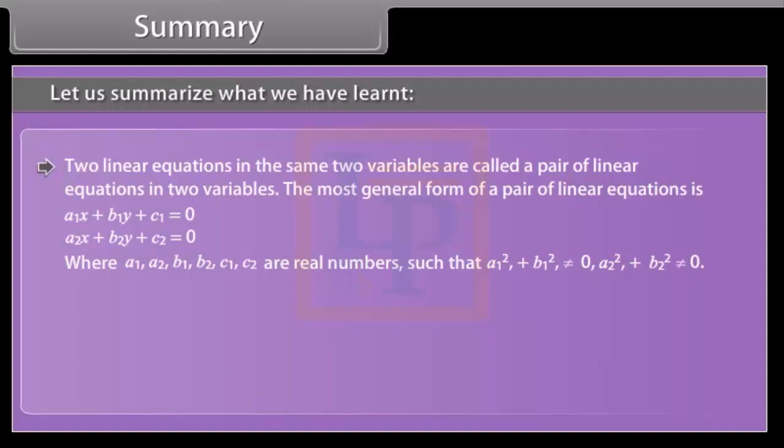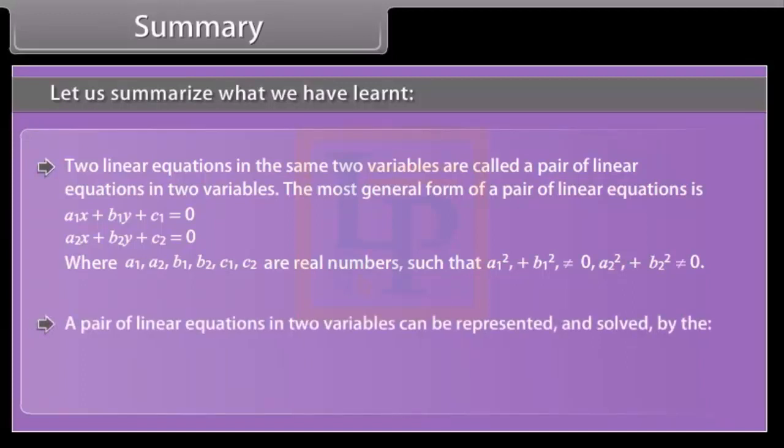The most general form of a pair of linear equations is a1x plus b1y plus c1 is equal to 0, a2x plus b2y plus c2 is equal to 0, where a1, a2, b1, b2, c1, c2 are real numbers such that a1 square plus b1 square is not equal to 0, a2 square plus b2 square is not equal to 0. A pair of linear equations in two variables can be represented and solved by the 1. Graphical method and 2. Algebraic method.